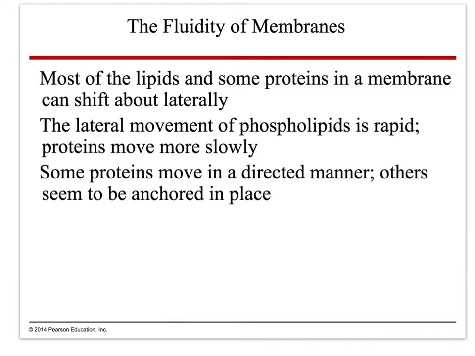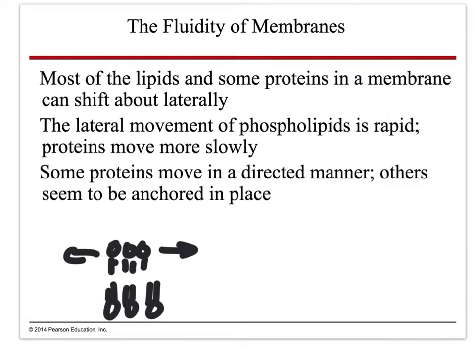Now it says up here that the lateral movement's lateral. Okay? So if here's our phospholipids, moving this way and that way is okay. It's quick for the lipids, right? Moving side to side, left to right. Why is it harder to go from here to there?